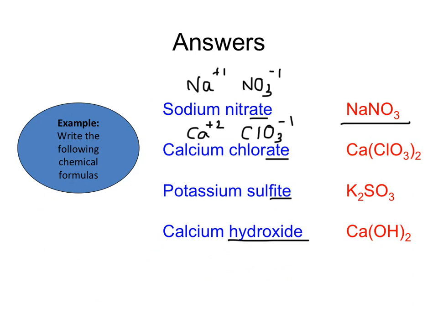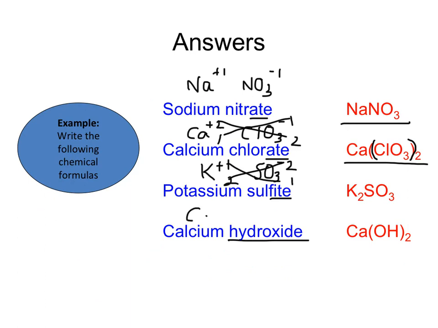Those two magnitudes are not equal, so we're going to go ahead and crisscross. Notice that there is a parentheses around the ClO3 right here, and the 2 is on the outside. The next one is potassium, which is K +1. Sulfite is SO3 -2. So once again, I'm going to do that crisscross, and I'm going to get K2SO3.